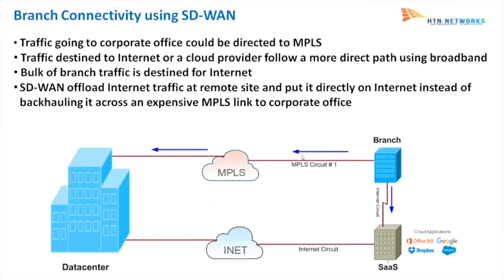So traffic going to the corporate office could be directed to MPLS. Any traffic that wants to go to the corporate office can still use the MPLS circuit. And the traffic that is destined to the internet or a cloud provider can follow the direct path using broadband connectivity. The bulk of branch traffic is normally destined for the internet. So that's how you can go directly from the branch.